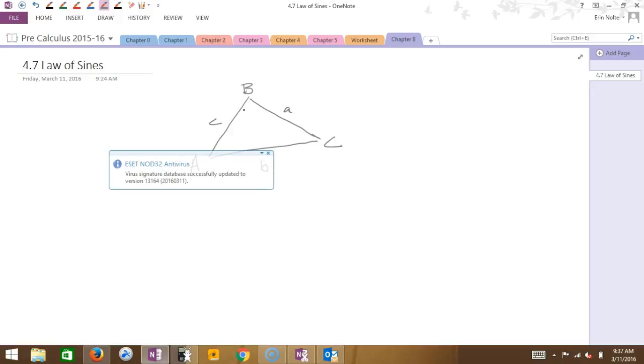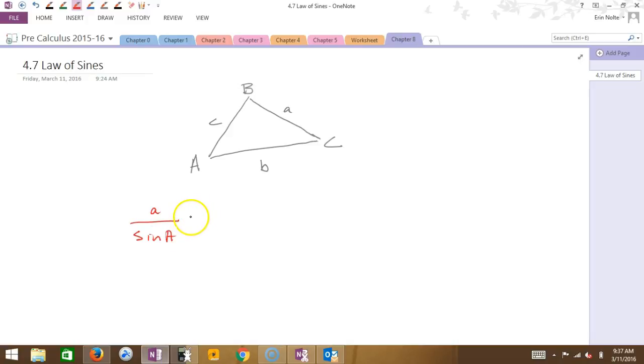Alright, are you ready for the law of sines? Dun dun dun. I'm going to write it in red because it's awesome. So, did you know that little side a over the sine of its angle is equal to little b over the sine of its angle, which also happens to be equal to little c over the sine of its angle?